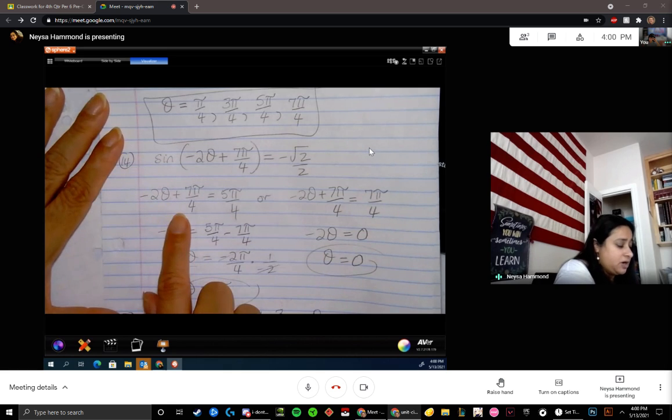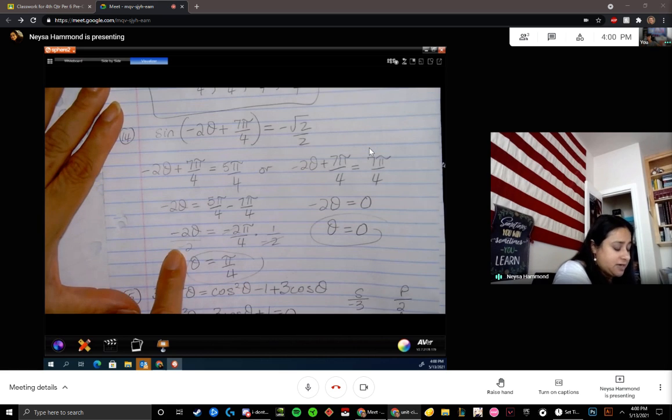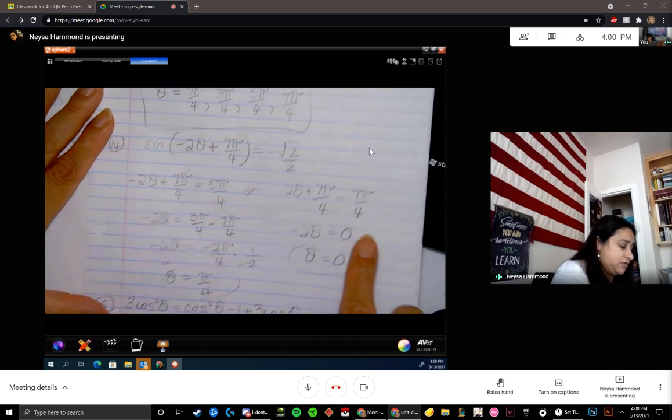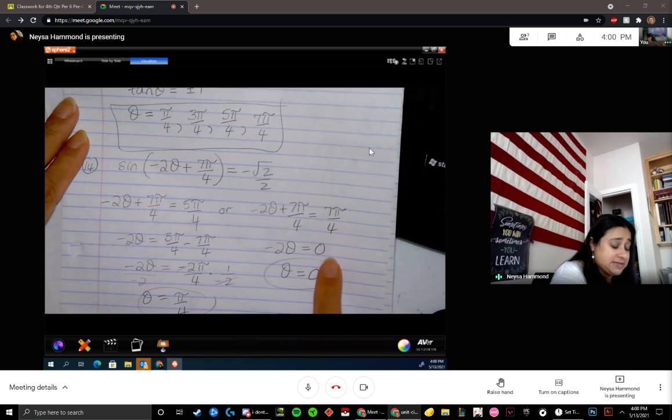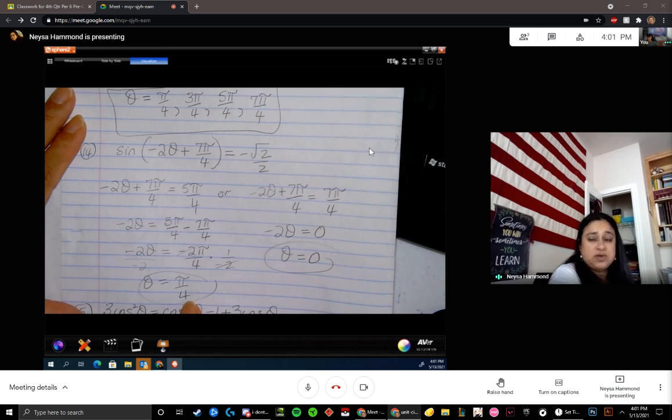So then over here, I subtracted 7 pi over 4 and got negative 2 pi over 4. Then I divided by negative 2 and got theta equals pi over 4. And then on this one, subtract 7 pi over 4, you get 0. Divide both sides by negative 2, theta equals 0. So here are your two angles.